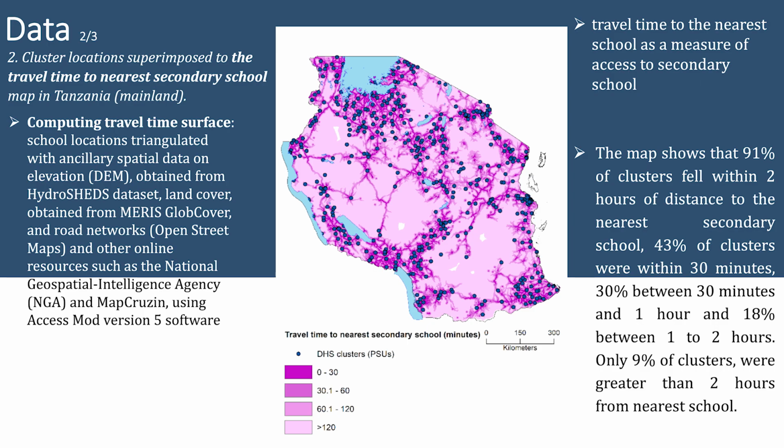So what this map is actually telling us is that in Tanzania, only a very small fraction of the sampled population lives in areas which are greater than 2 hours from the nearest school. And that is roughly 10% of the DHS clusters that live further than 2 hours from the nearest school.